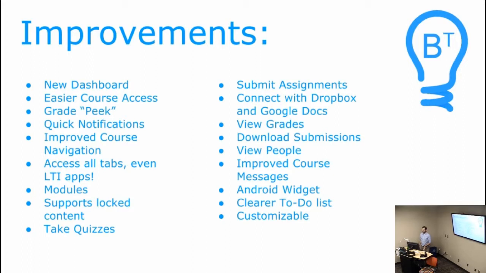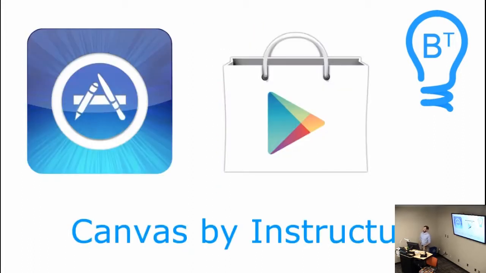With all these great improvements, you're probably wondering, where can I get this? You have to either go into the App Store or the Google Play Store on your mobile device and do a search for Canvas by Instructure. I've also just done Instructure in the search bar, and that seems to pull it up just fine.